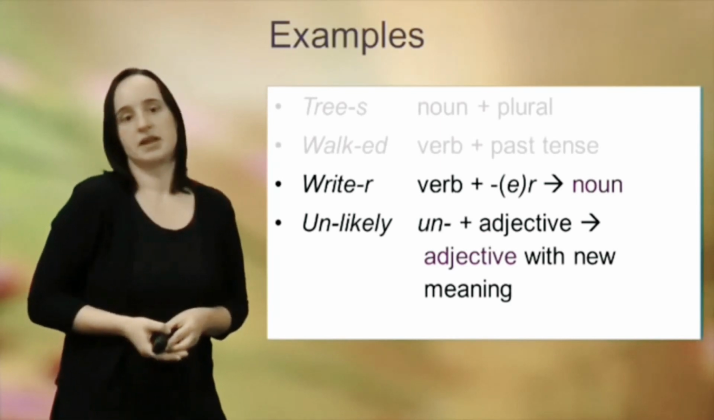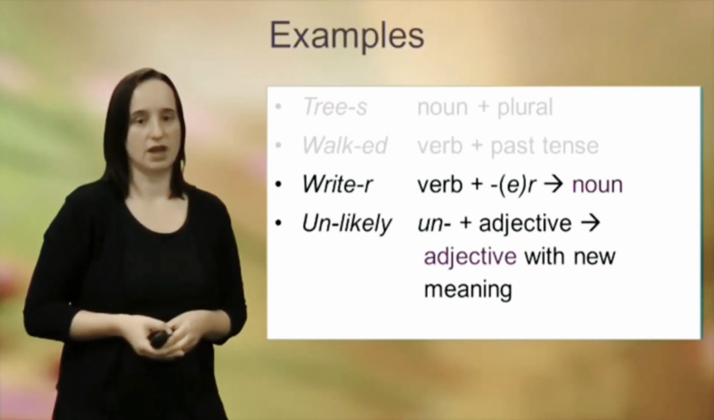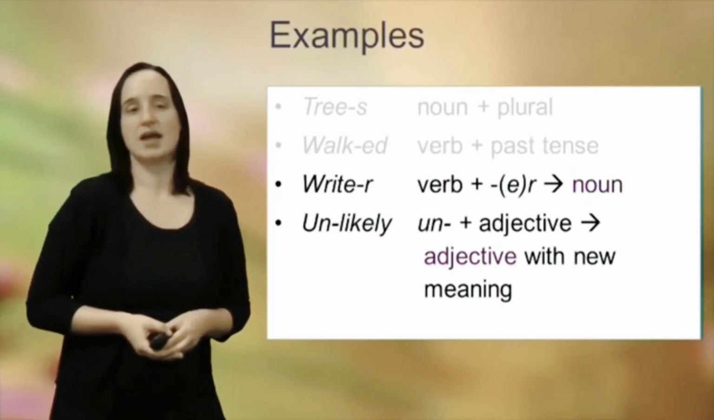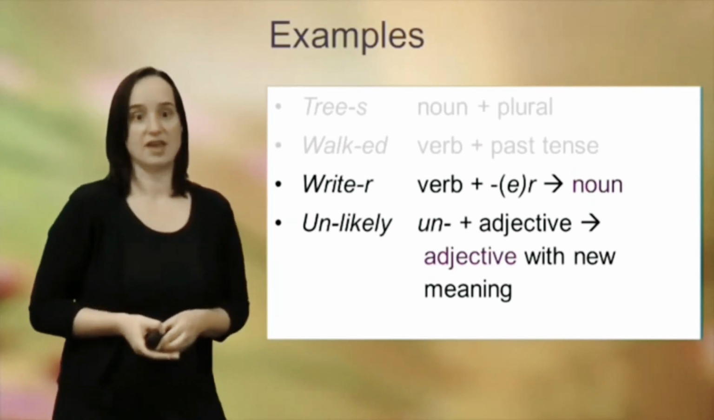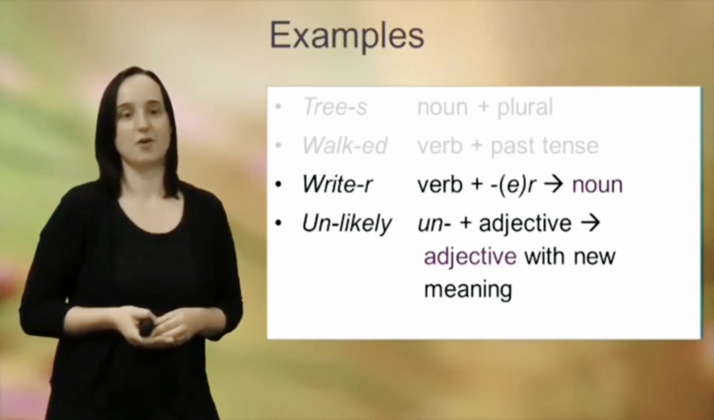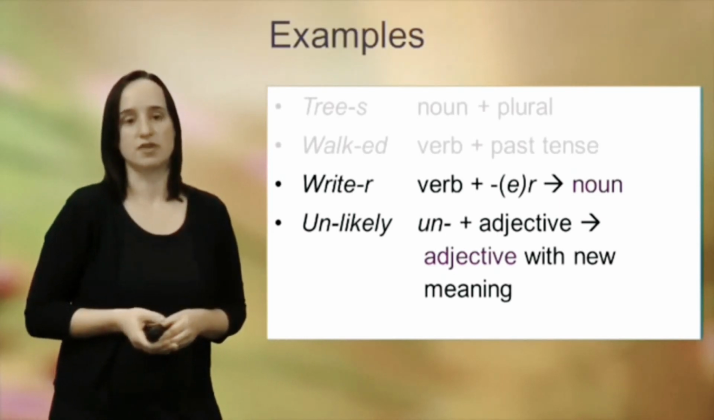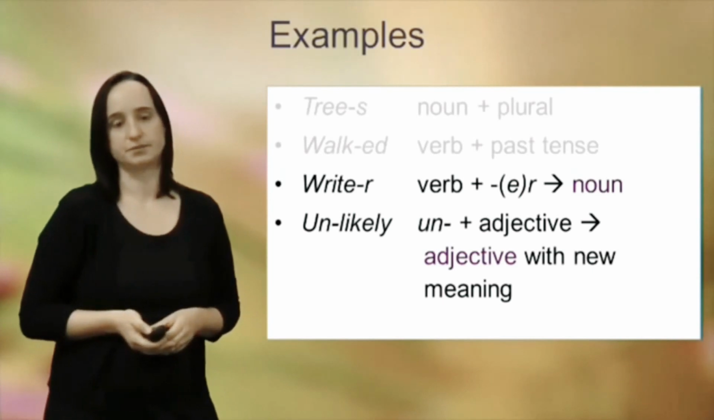Unlikely similarly changes meaning. So likely is an adjective, a likely event. An unlikely event is a totally different thing. It's still an adjective, but the meaning is now the opposite. So likely and unlikely differ in meaning, even though they don't differ in word class.